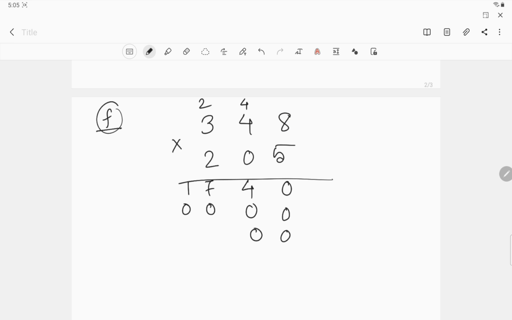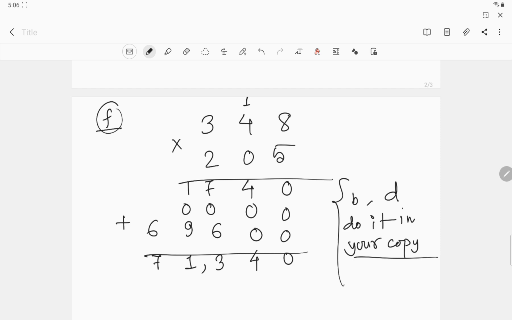So 2 8s are 16, carry 1. 2 4s are 8, and 8 plus 1 is 9. And 2 3s are 6. Now add them. 0, 0, 0 is 0, it's 4. 6 plus 7 is 13. Carry 1, 9 plus 1 is 10, and 10 plus 1 is 11, and carry 1, so it would be 71,340.